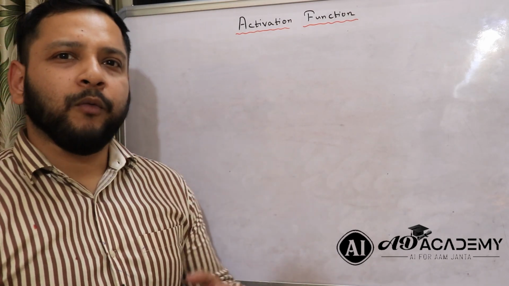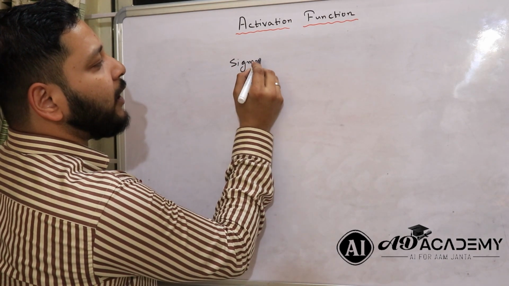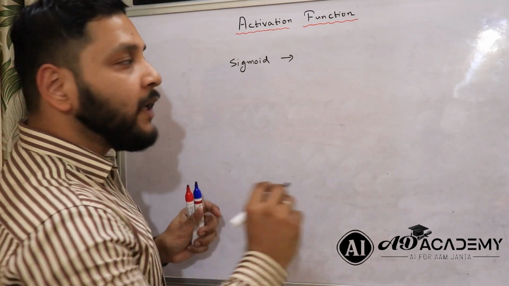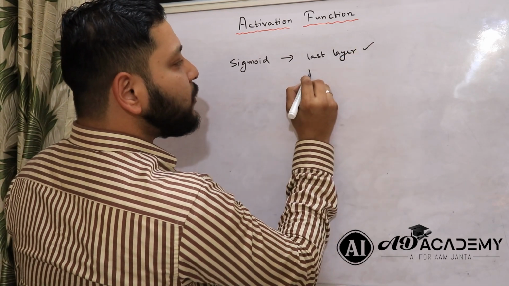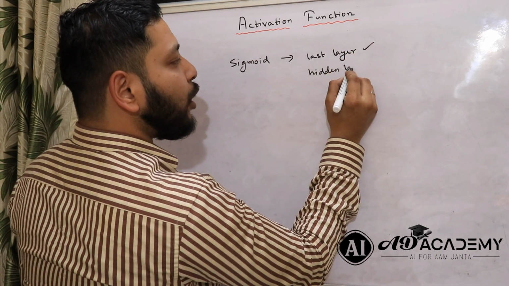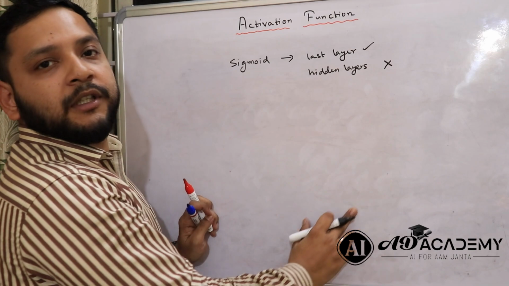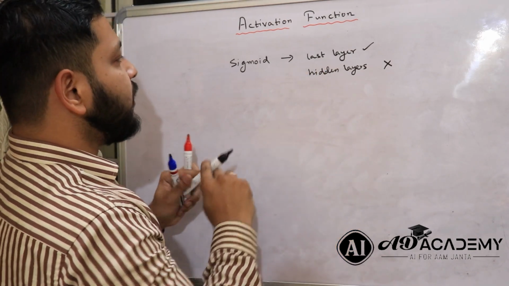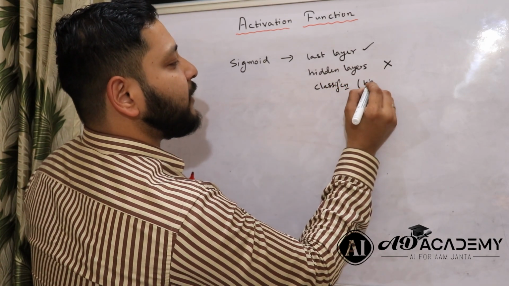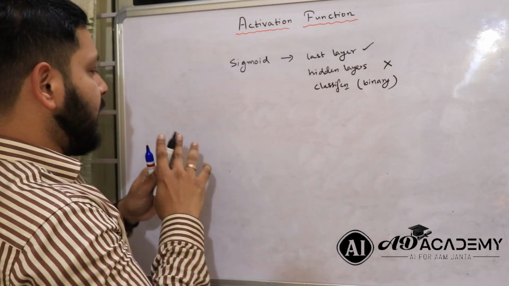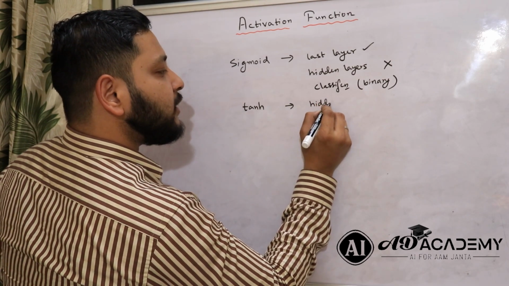Say for example, we already talked about the sigmoid activation function. We use this sigmoid function in the last layer. We don't use it in hidden layers. As I've already explained, we don't use it in hidden layers because it provides the vanishing gradient problem, and also we use sigmoid in case of classification problems, like binary classification. Now coming to the next one, tanH. tanH can be used in hidden layers.